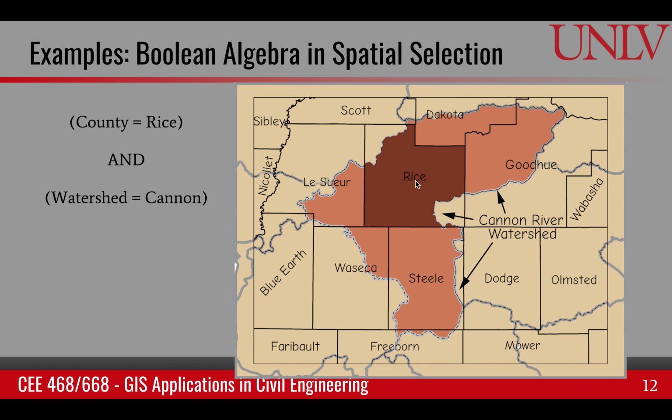process. So this is basically an intersection, and AND is the same as intersection, OR would be the same as union, and NOT will be the same as complementary or complement.